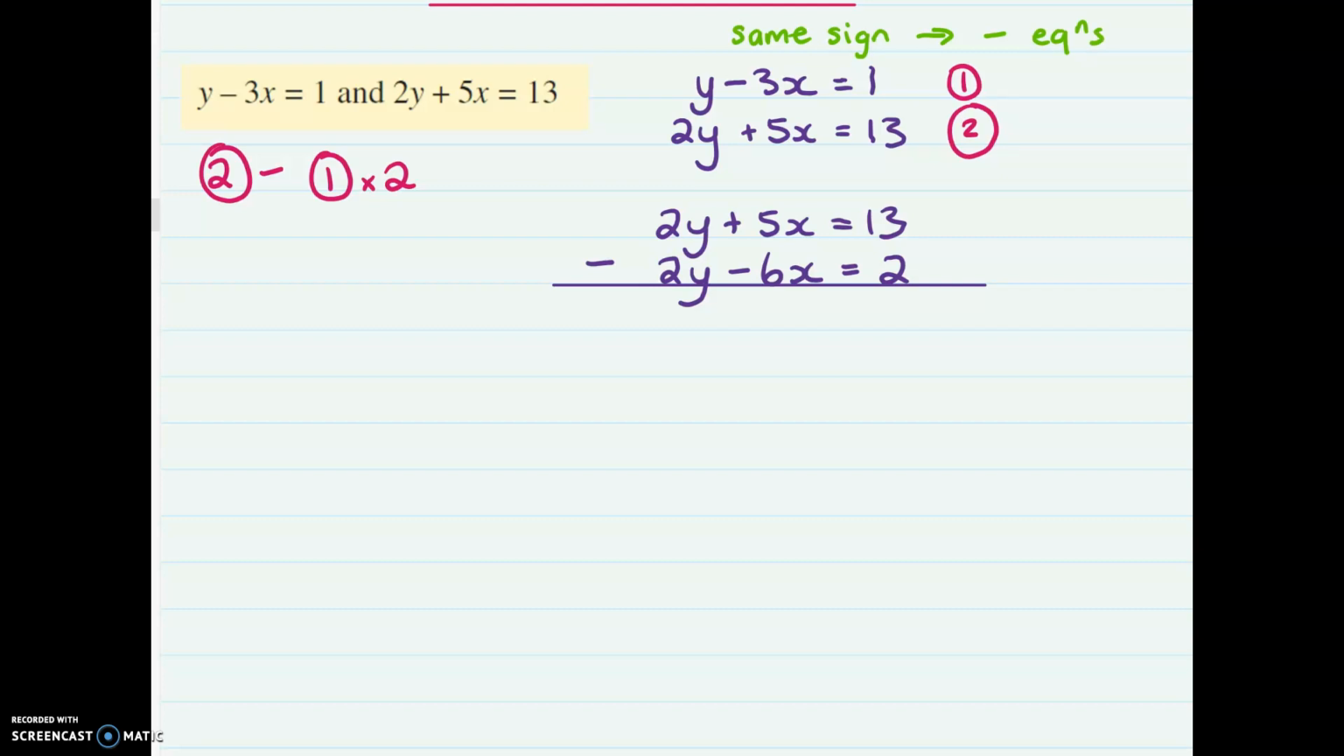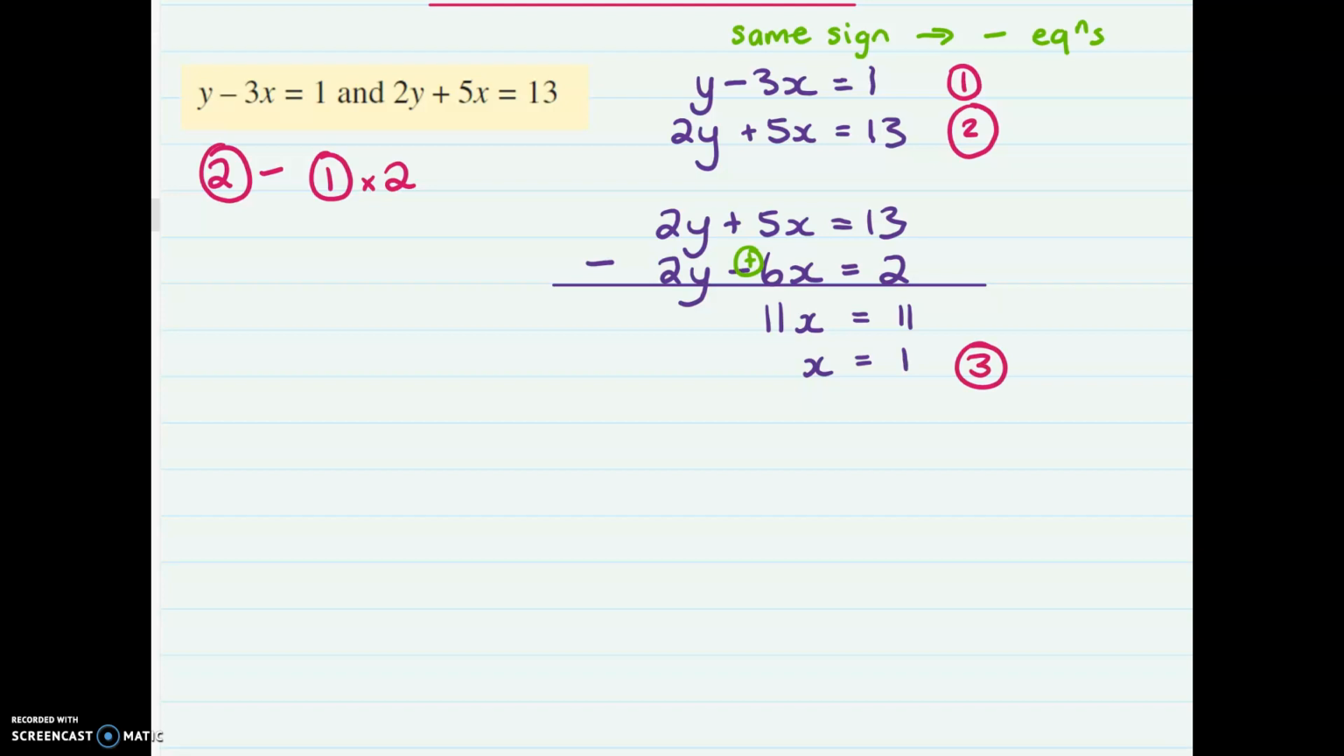So from here, 2y minus 2y is no y. You don't bother writing it. The 5x minus negative 6x is going to turn this into a plus here. So 5x and 6x is 11x. And then 13 minus 2 is going to give me 11. So remember, everything was minus. It's just the minus negative turns into a plus. Divide through by 11. X must have been 1.